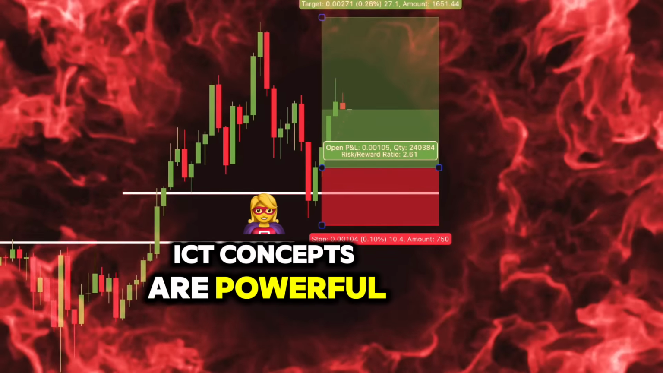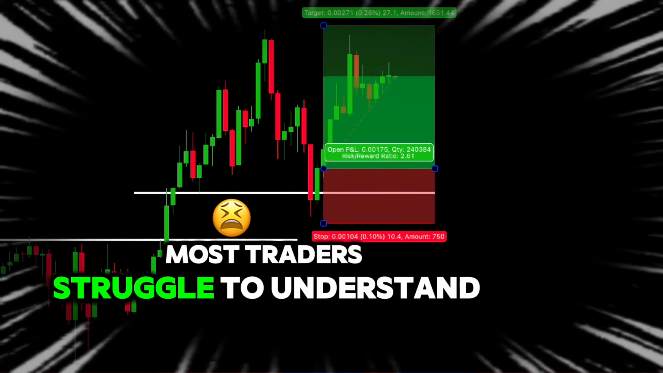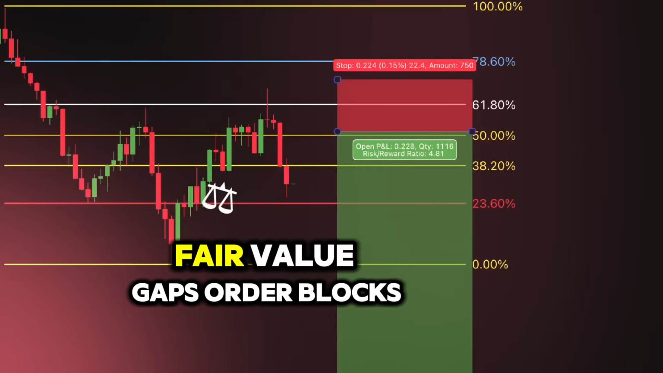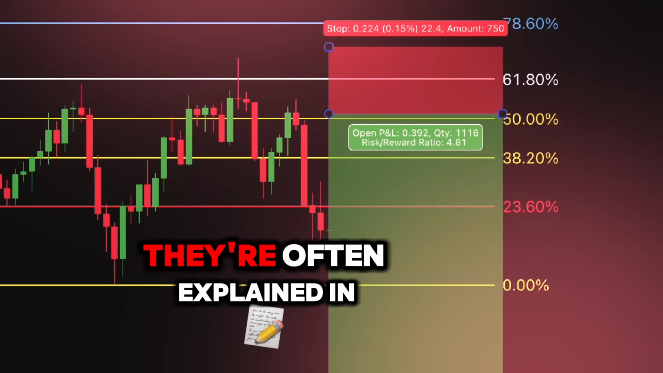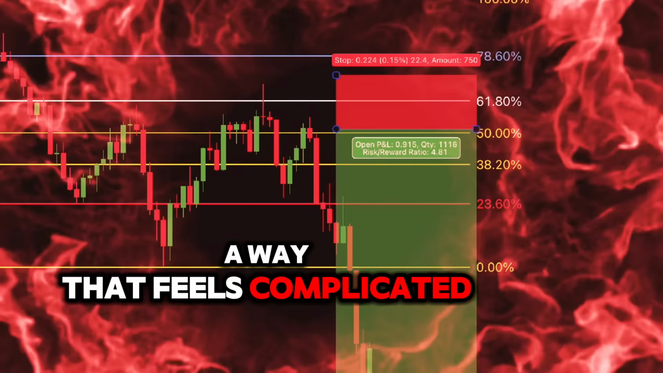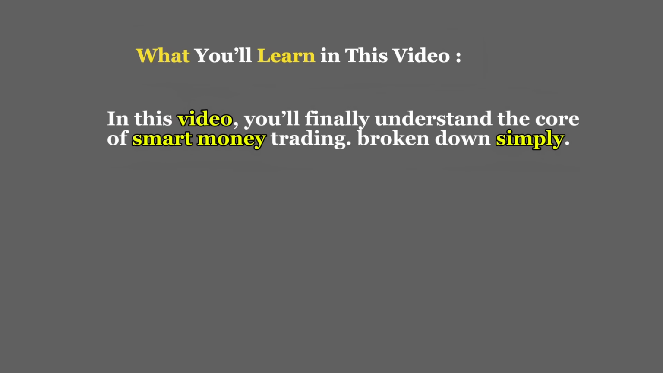ICT concepts are powerful, but let's be honest, most traders struggle to understand them. Liquidity, fair value gaps, order blocks, they're often explained in a way that feels complicated, even overwhelming. In this video, you'll finally understand the core of smart money trading, broken down simply.